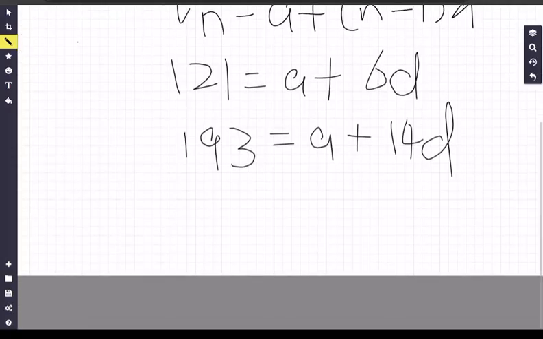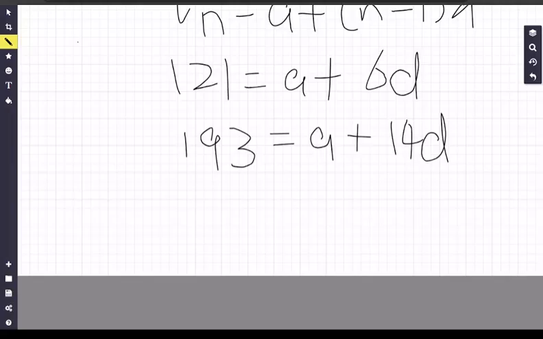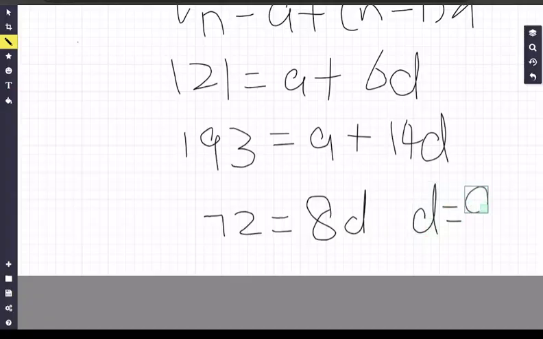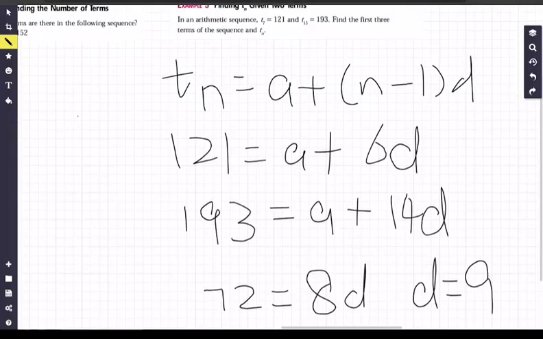Let's use the second one minus the first one to get rid of the a. So 193 minus 121 is going to give us 72. And then 14 minus 6 is going to give us 8. So right away we can tell that d equals 9. So we have gotten our common difference. And with the common difference, we can just plug it back in to find a. Let's plug it into the first one because it's a little shorter. So 6 times 9 equals 54. 121 minus 54, that's going to give us 67. So a equals 67.